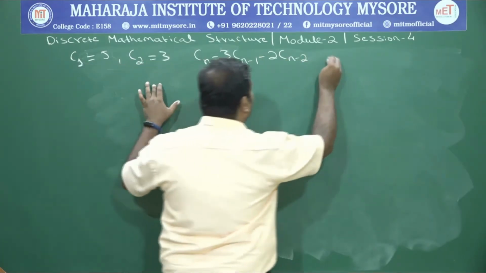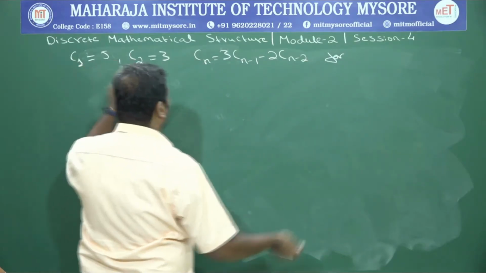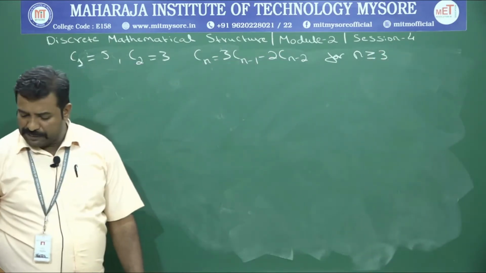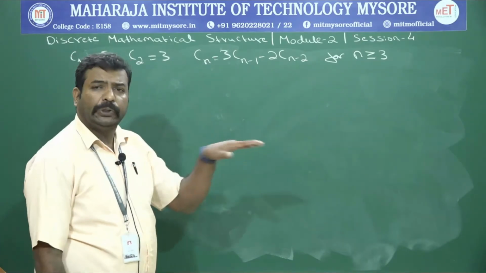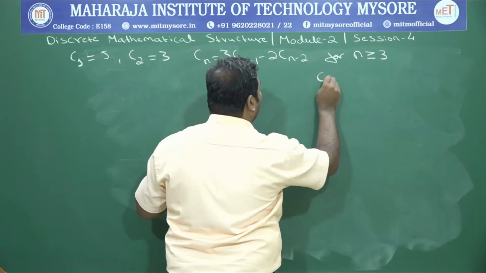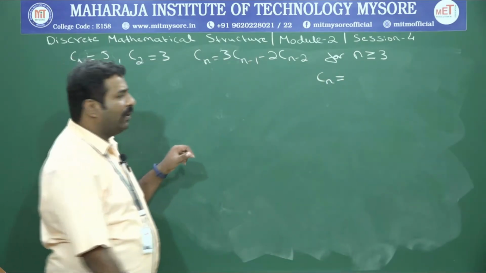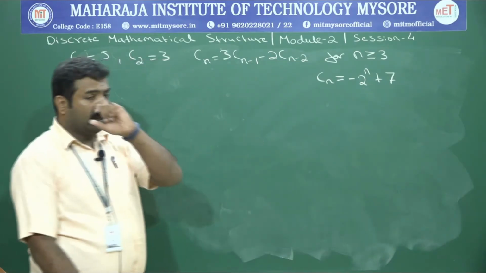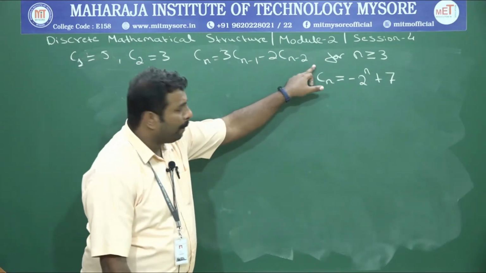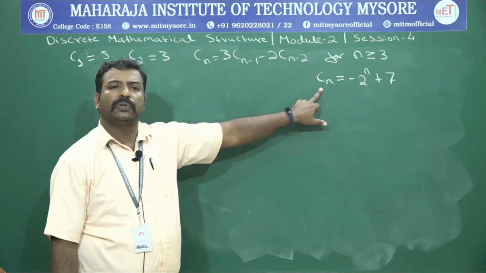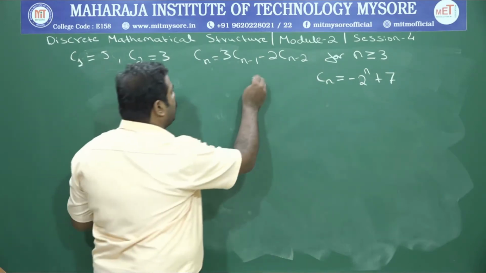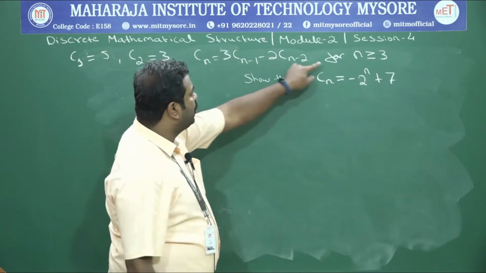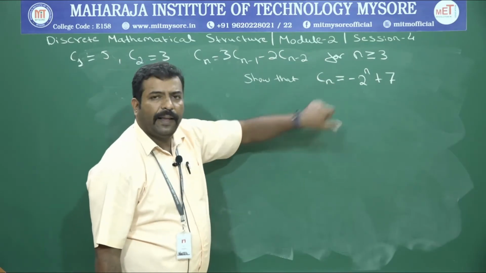Now, for whatever I have been given, because I already know C1 and C2, the value of n should be greater than or equal to 3. Fine. So this form has been given here. Now I need to show that this is equivalent to Cn equals minus 2 to the power of n plus 7. That is, I need to prove this. The recursive definition has been given, as well as the explicit form. I need to show that the given recursive form is equivalent to this given explicit form.